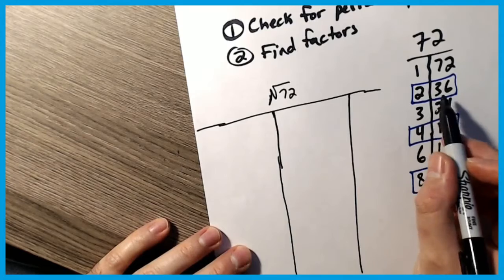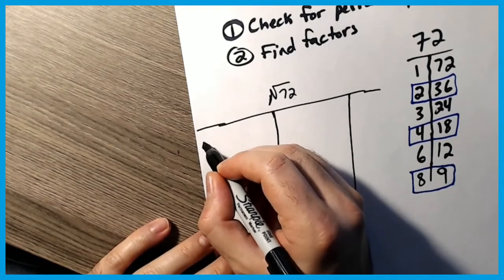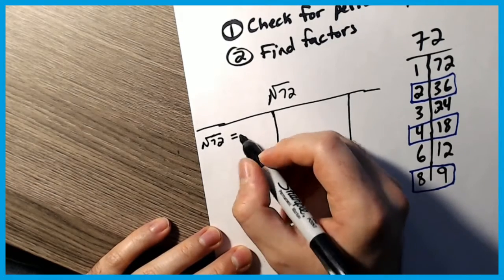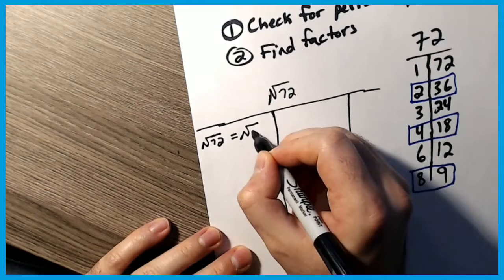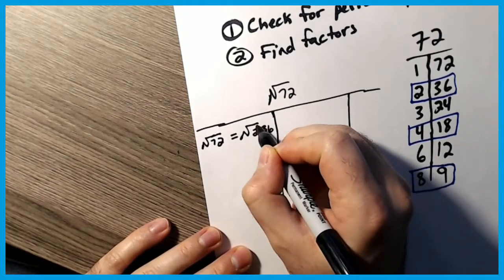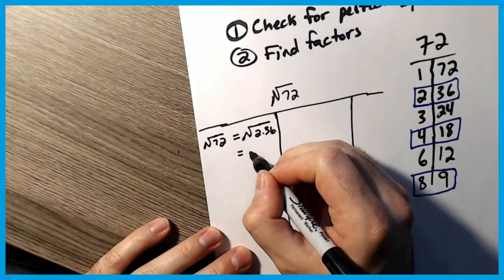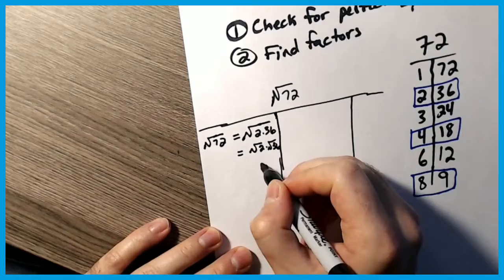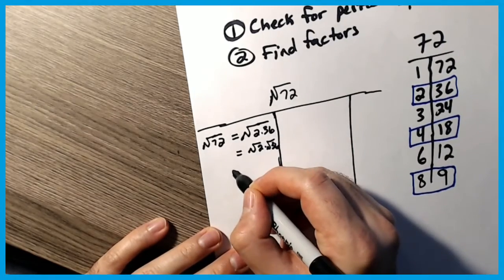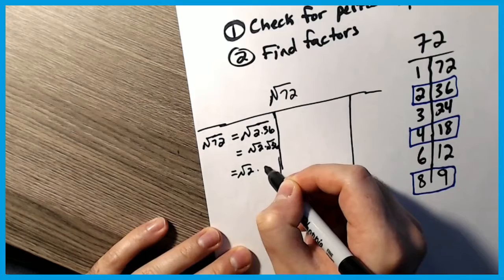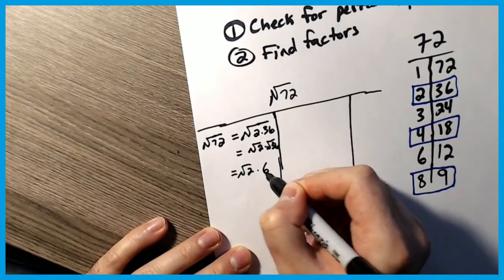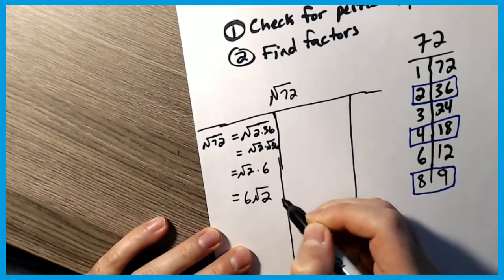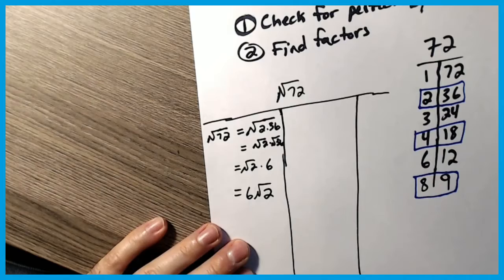So first one would be using the 2 and the 36. So I can just say the square root of 72 equals the square root of 2 times 36, which is awesome because then I can just say it's the square root of 2 times the square root of 36. Equals the square root of 2 times the square root of 36, which is 6. Square root of 2 times 6 is just 6 root 2. That's your answer. Just that quick.